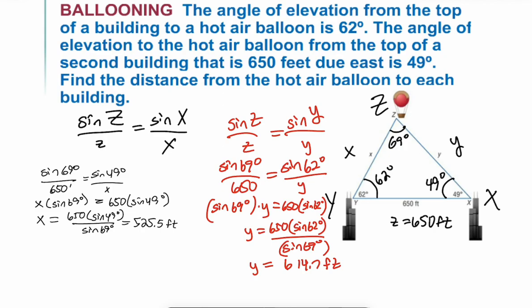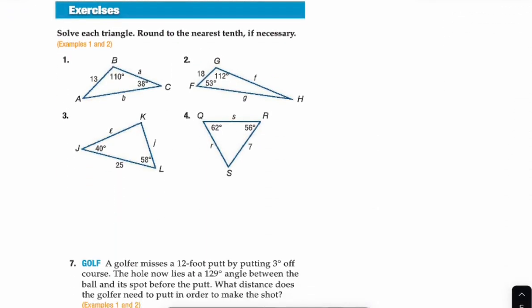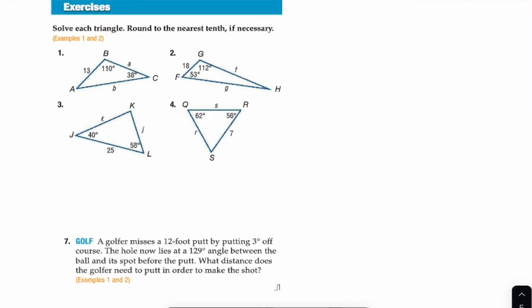Any questions about that example? Okay. So then there's some problems here. There's not a lot of them. I want you to do them now. Okay, work on them for the rest of class.